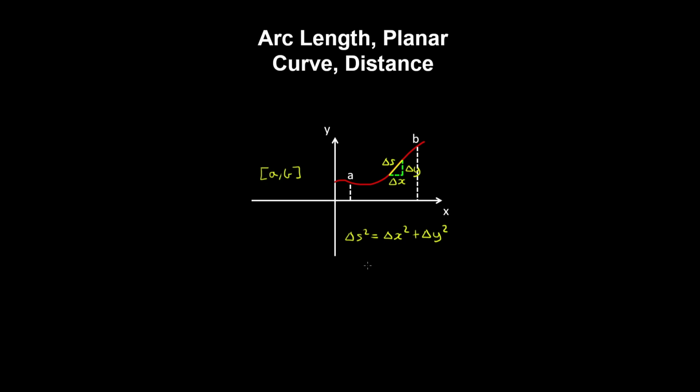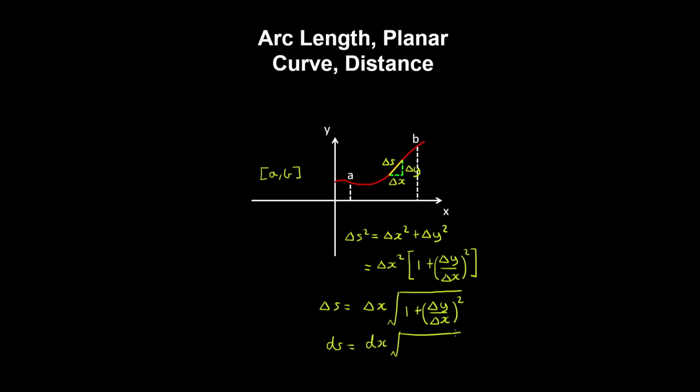And then factoring out delta x squared, and I've taken the square root of both sides, and in the limit as delta x goes to 0, we obtain the following expression, where y dash is the derivative of y with respect to x.